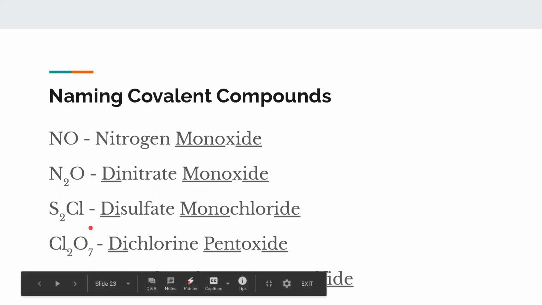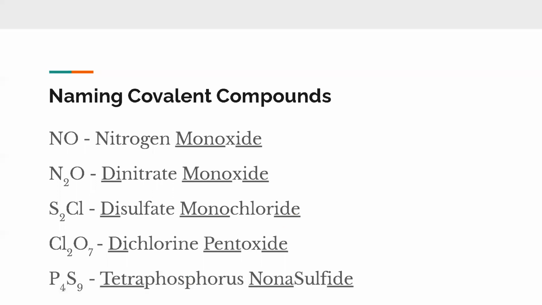S2Cl, disulfur monochloride. Cl2O7, dichlorine heptoxide, because there's 2 chlorines and 7 oxygen. So di 2, hept 7.